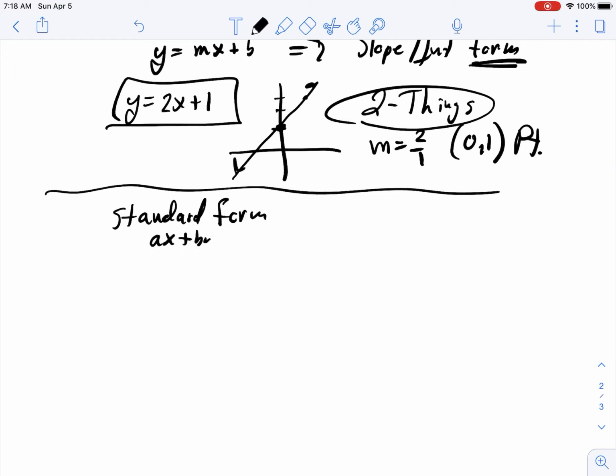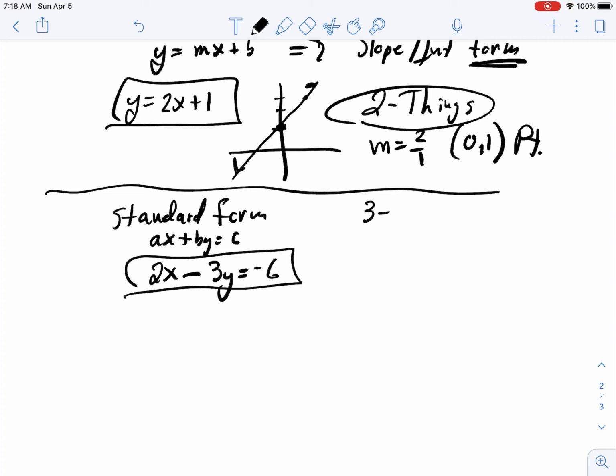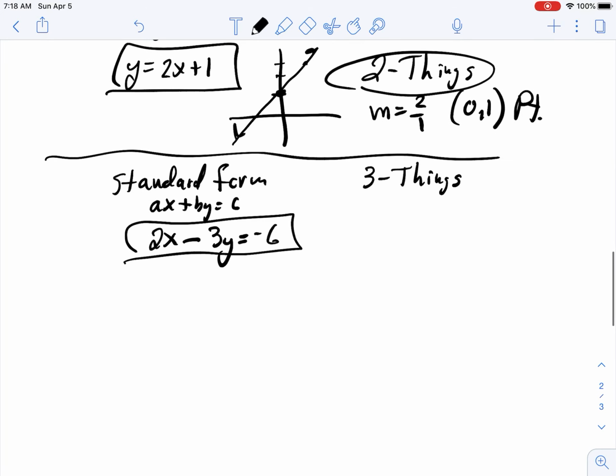Now let's look at the other form, standard form, of the form ax plus by equals c. So for example, let's say 2x minus 3y equals -6. So how many things can we get out of this form? Well, actually, we can get 3 things out of this. And most people think there's just 2, and that would be the x and y intercept.